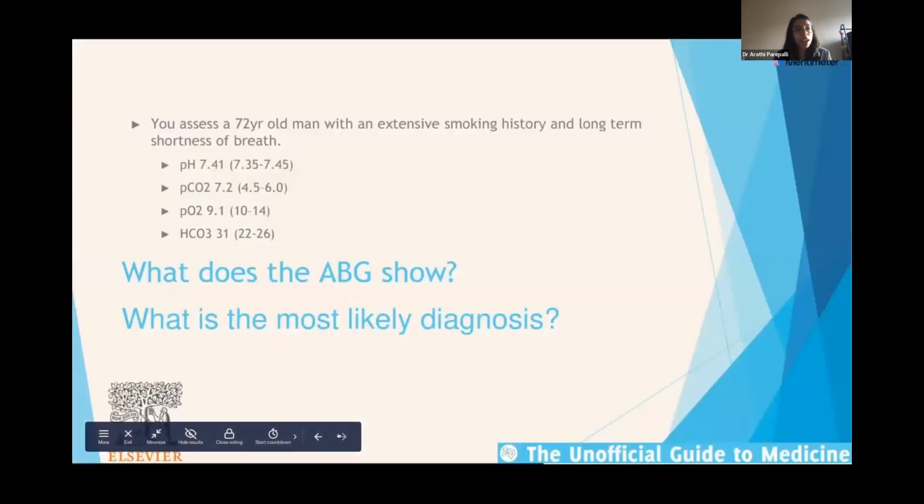All right. Next question. So you assess a 72-year-old man with an extensive smoking history and long-term shortness of breath. Just give you a moment to look through the ABG, and I'll flick to the next slide that will give you an option to answer.